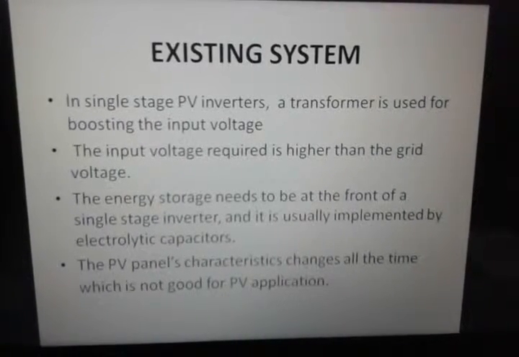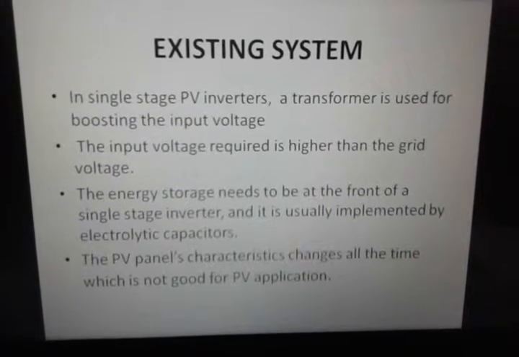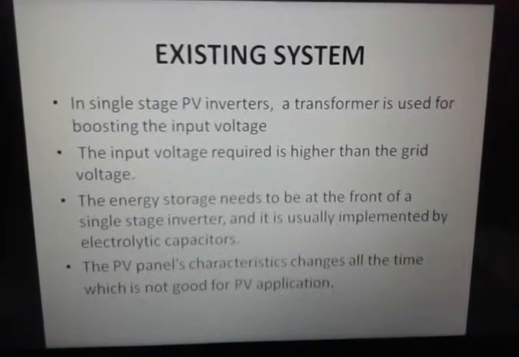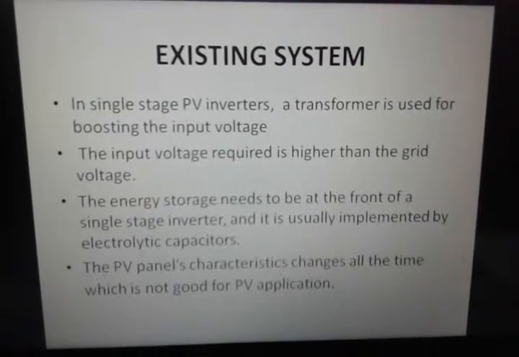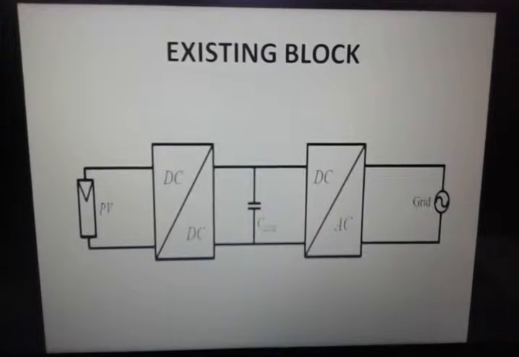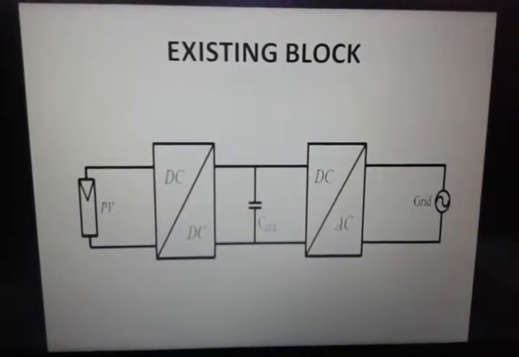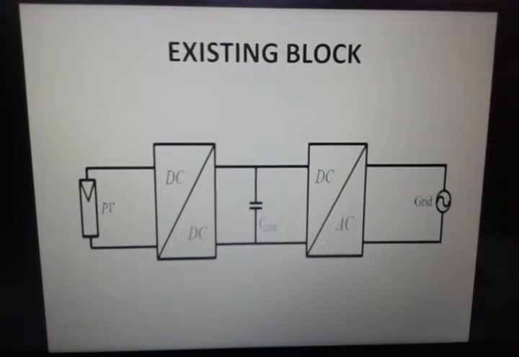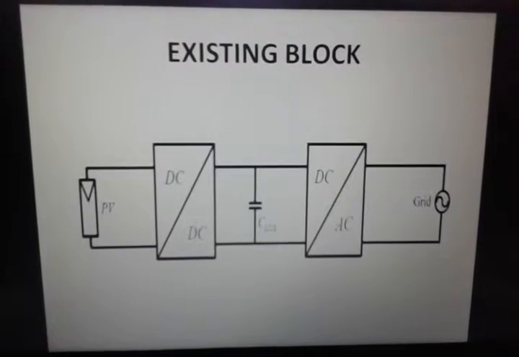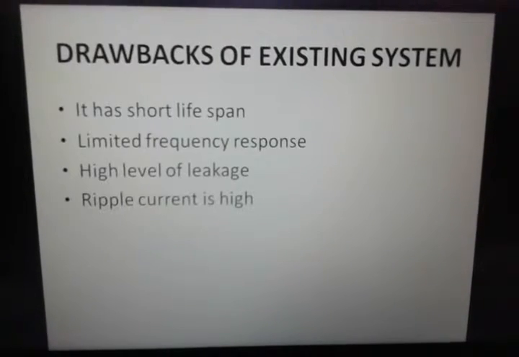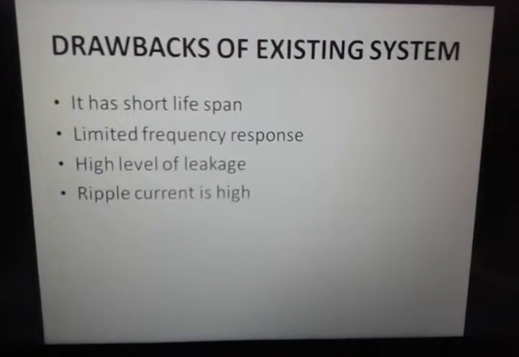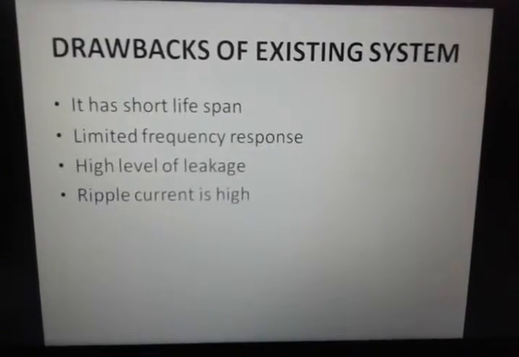The input voltage required is higher than the grid voltage. The energy storage needs to be at the front of a single-stage inverter, and it is usually implemented by electrolytic capacitors. The PV panel's characteristics change all the time, which is not good for PV applications. This is the existing block. The input is given to the DC converter and then to the ceiling where the quasi resonance is created, and the output is given to the DC to AC converter, then it is applied to the grid. Drawbacks: it has short lifespan, limited frequency response, high level of leakage and high ripple current.